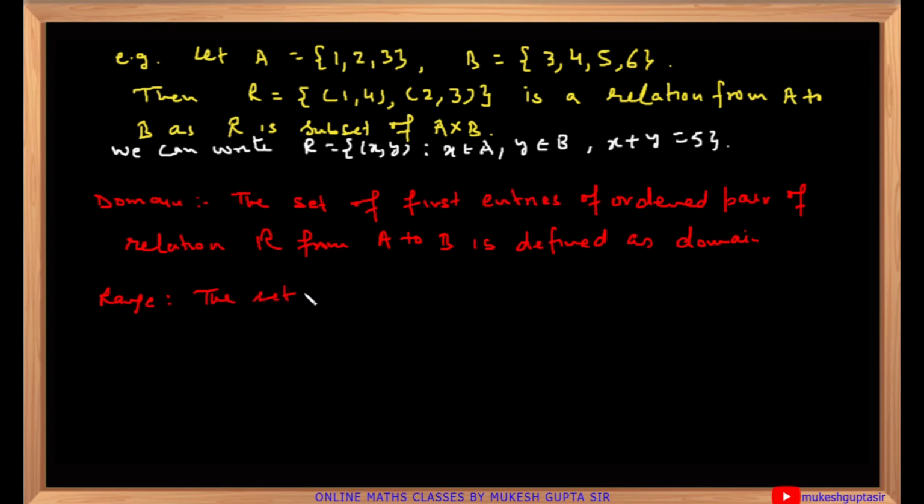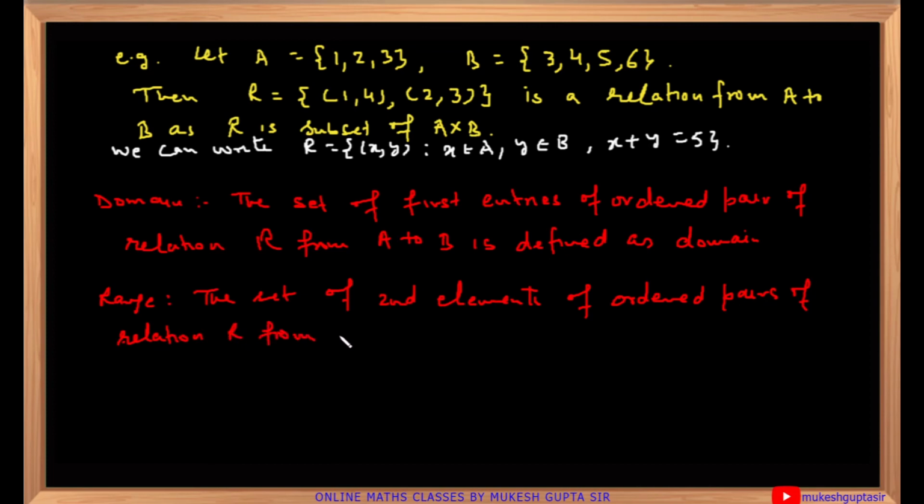The set of second elements of ordered pairs of relation R from A to B is known as range. So domain is the set of all ordered pairs appearing as first entries, and range is the set of second entries.